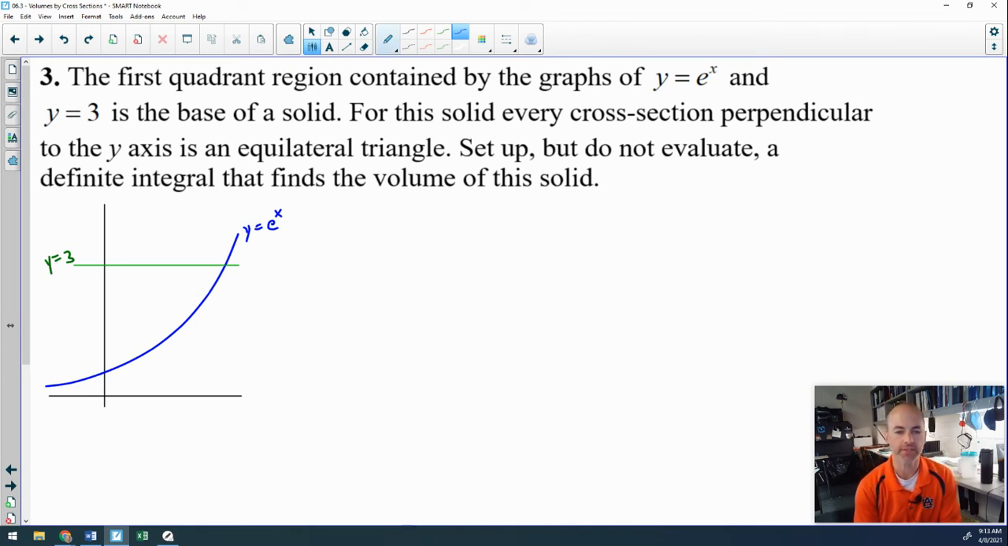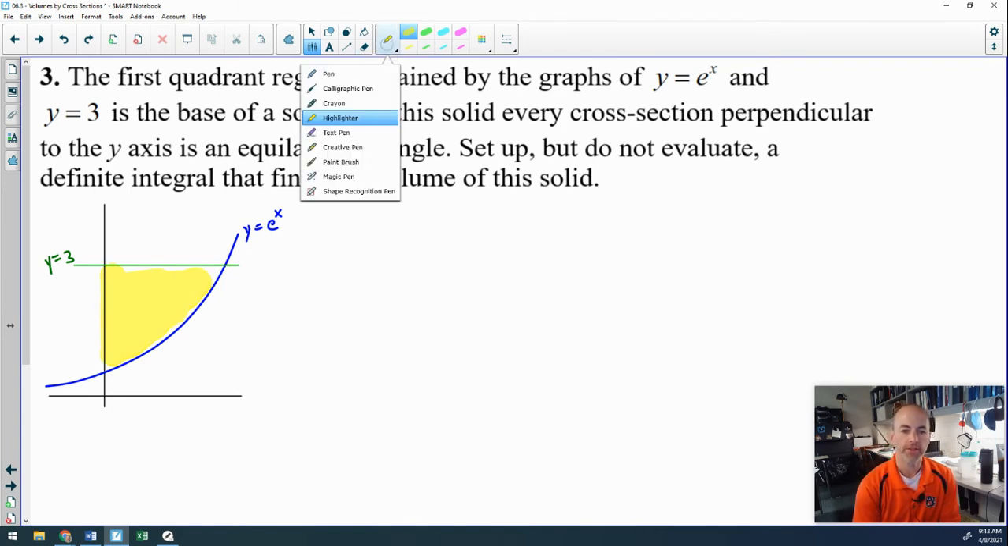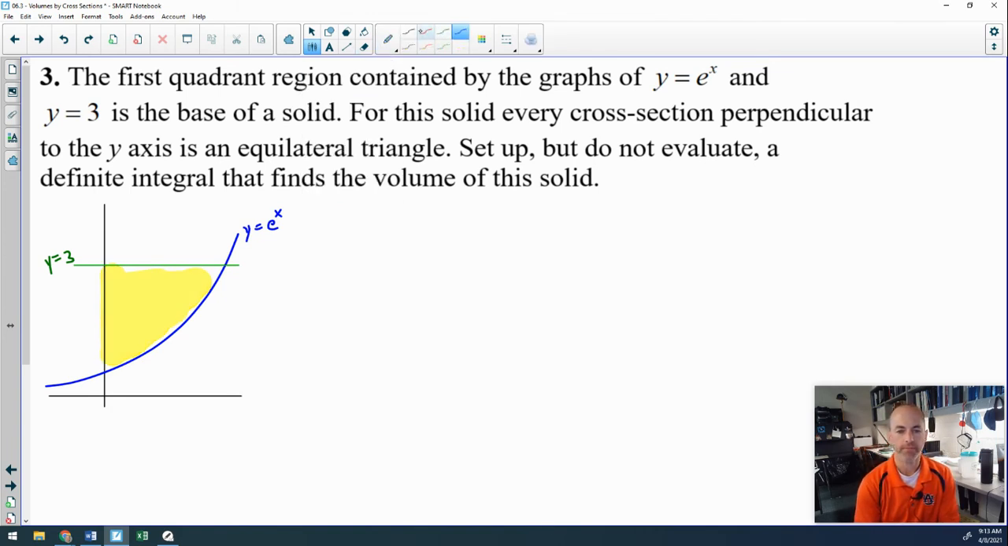That is the base of a solid, so I'm going to shade that again just so I can visualize that base a little better. So right here, there's my base. And let's look for the key information. For every cross-section perpendicular to the y-axis, this is a dy problem, perpendicular to the y-axis.